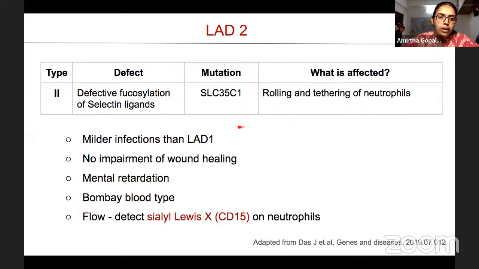So LAD2 patients generally have milder infections. However, these children generally do not have impairment of wound healing. So two characteristic features in LAD type 2 is a presence of mental retardation. And since the fucosylation is also required for blood group, for blood types, Bombay blood type is also quite frequent in these patients.